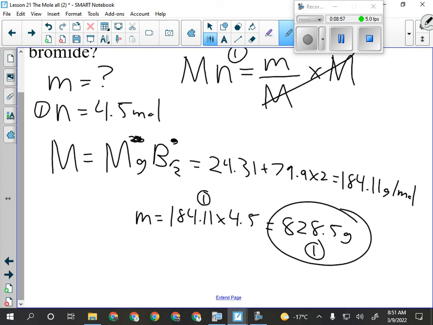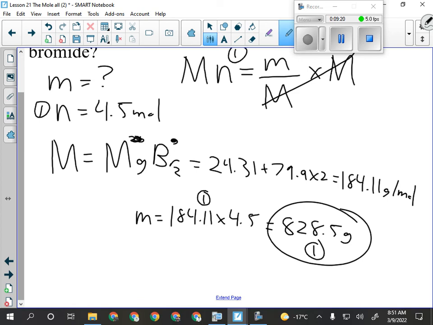So the first 2 types of mole equation questions only involve using the mole equation, because we have to solve for n, or we have to solve for little m. We never have to solve for big M because we always calculate it off the periodic table. The last 2 types of mole equation questions involve using Avogadro's number. That's the one we learned yesterday, 6.02 times 10 to the 23.